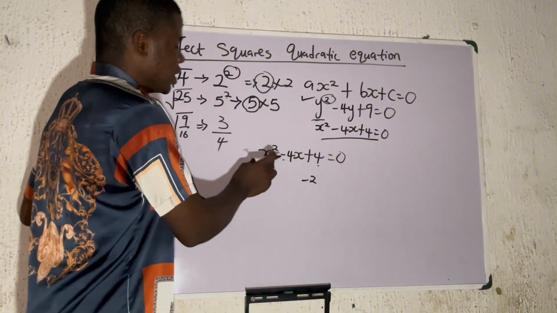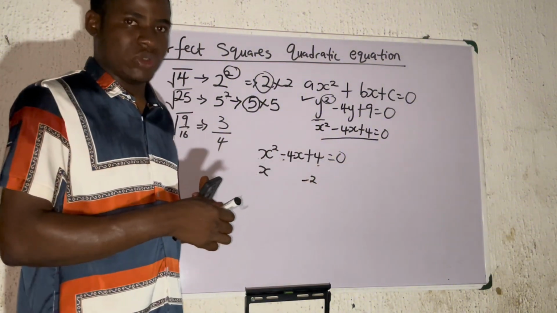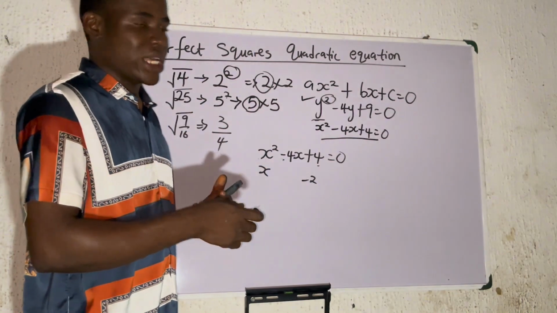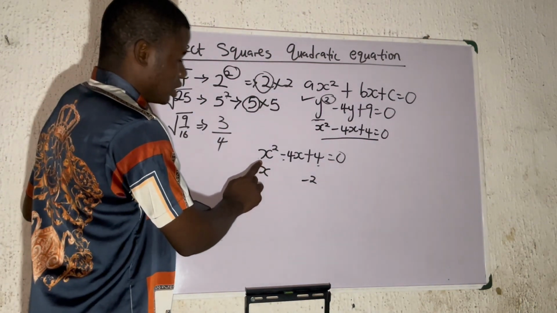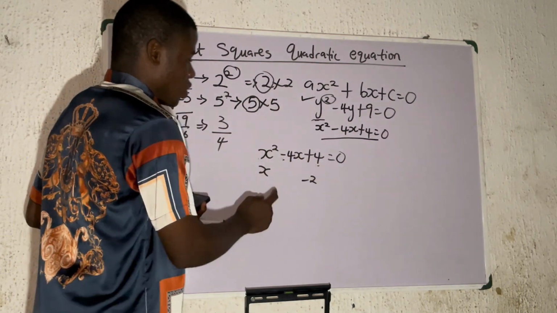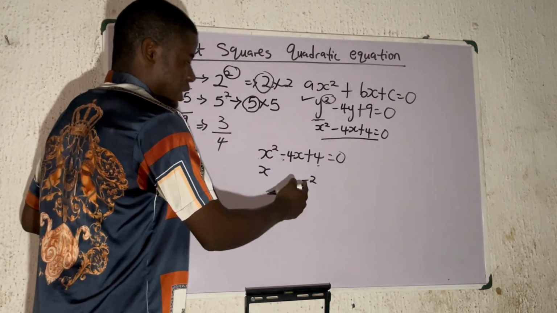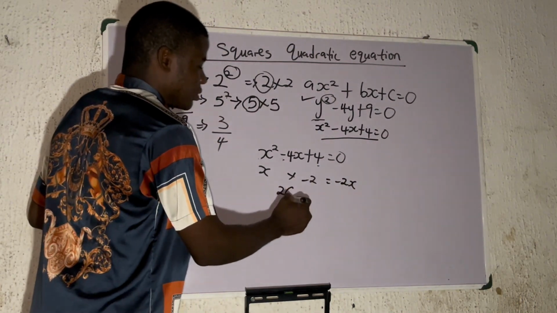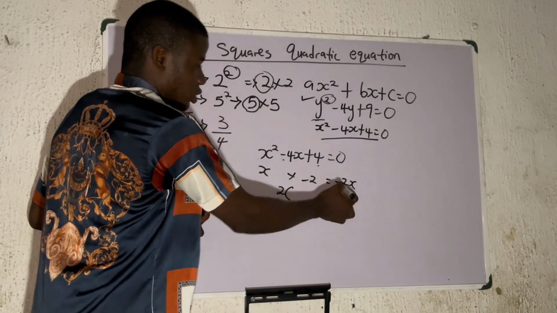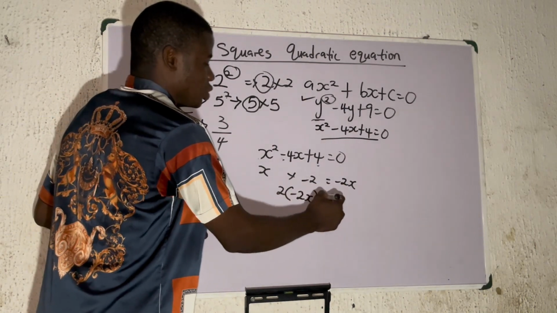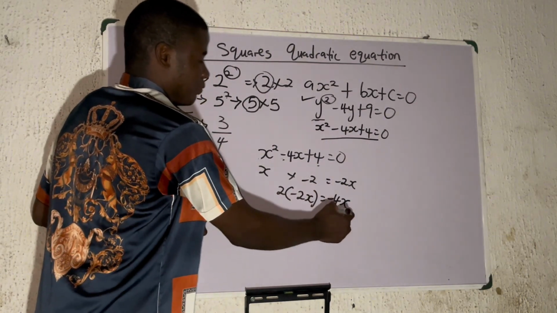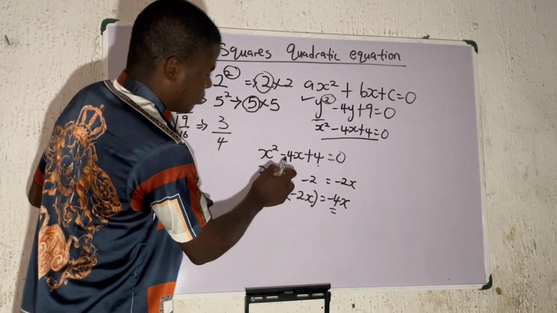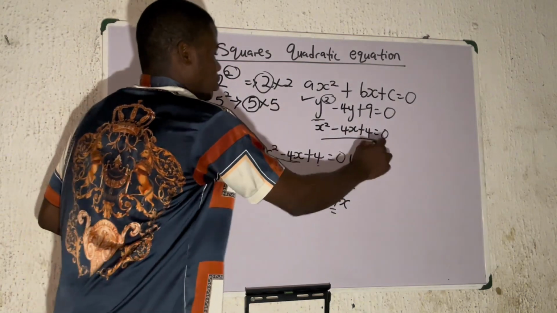Does it make sense? So we're saying that the first and last terms are perfect squares, right? This is the first condition. Now the second condition says that when you multiply the square roots of the first term and last term, that's x times minus 2, it gives minus 2x. Then 2 times that product, 2 times minus 2x, should give you the middle term. If it gives you the middle term, then the quadratic equation is a perfect square. Now, is it giving me the middle term? Yes, minus 4x. Therefore, this quadratic equation is a perfect square.